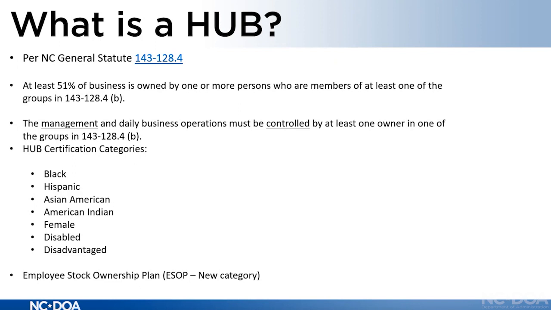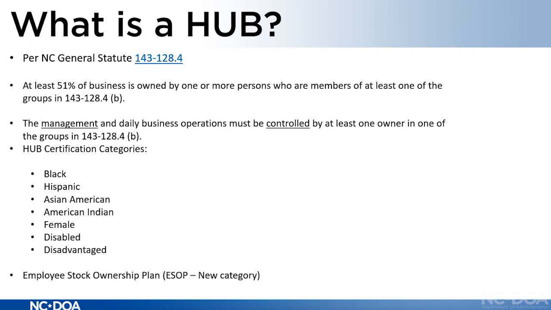Per North Carolina General Statute 143-128, at least 51% of the business is owned by one or more persons who are members of at least one of the groups within that statute as stated above. The management and daily business operations must be controlled by at least one of the owners in one of the groups in the statute.